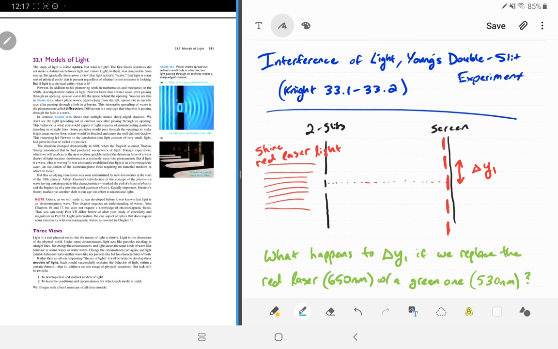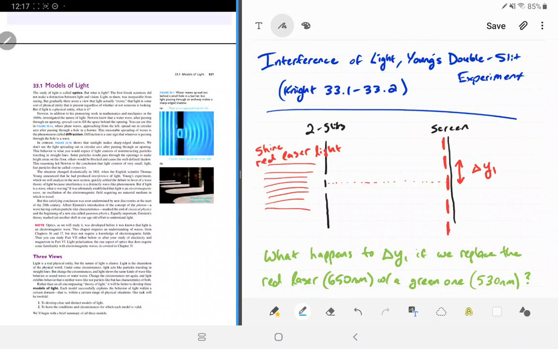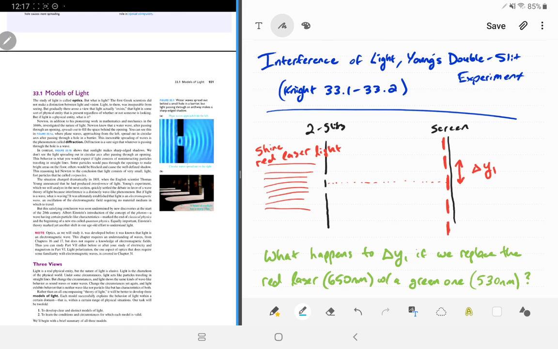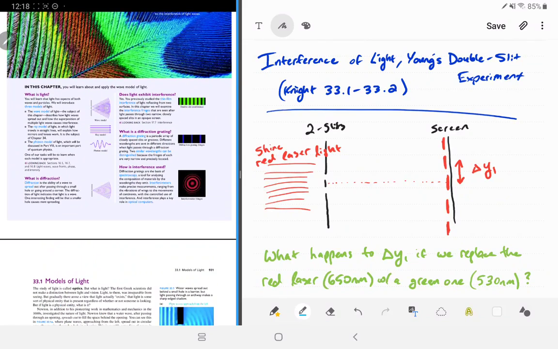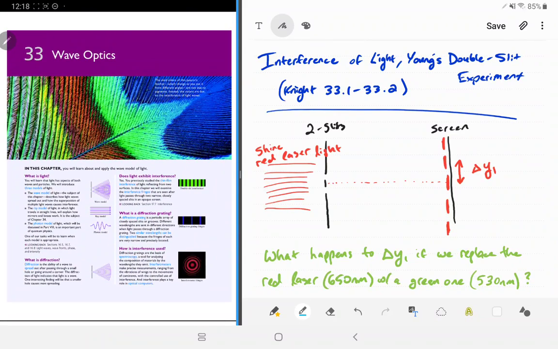Different models of light help explain different phenomena of light. And it's impossible to say one way or the other whether light is a wave or a particle. It's both. So just as a general overview, chapter 33 is exploring aspects of light where it makes more sense to think of light as a wave. So that's why the chapter is called Wave Optics.